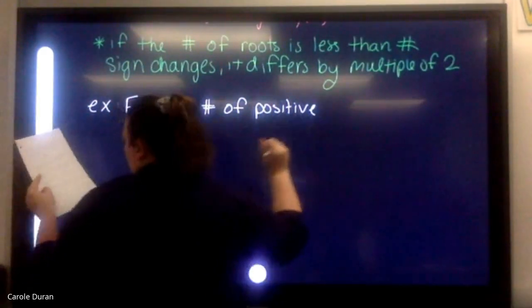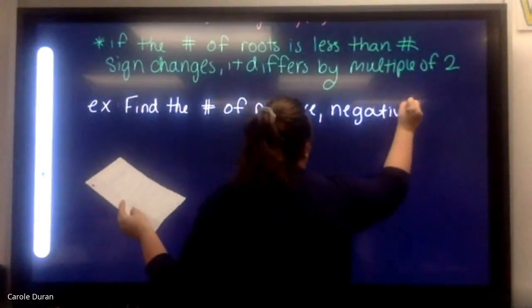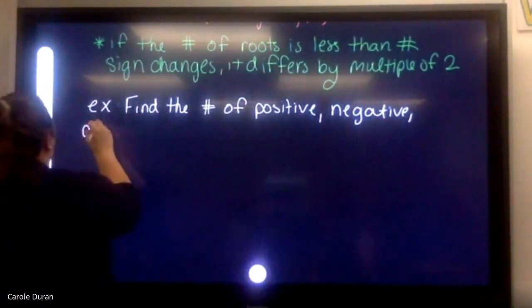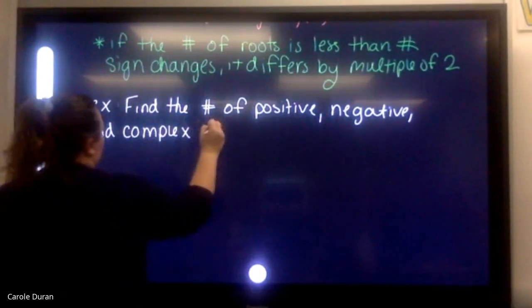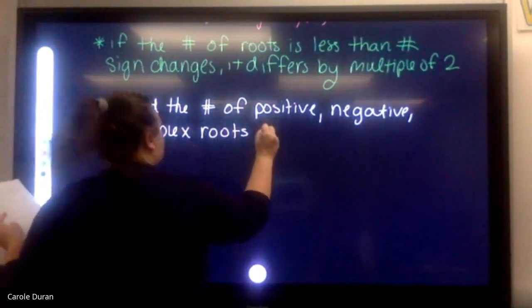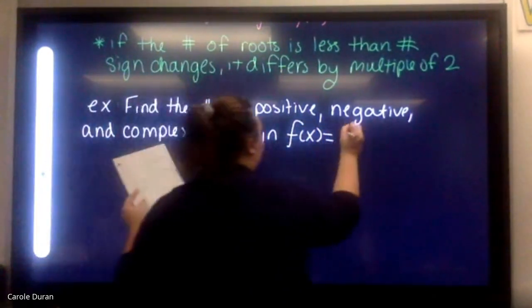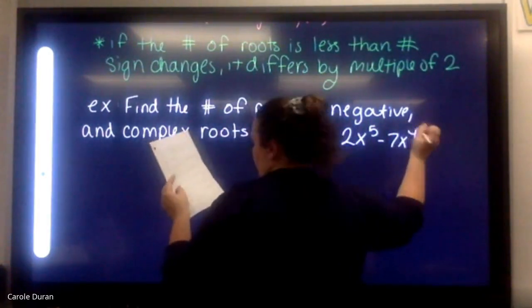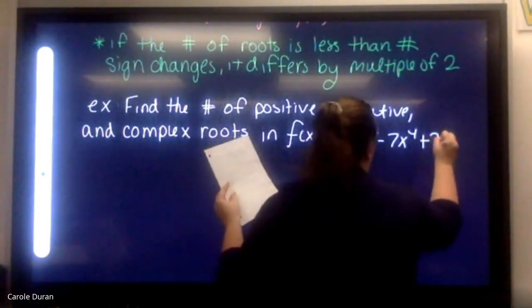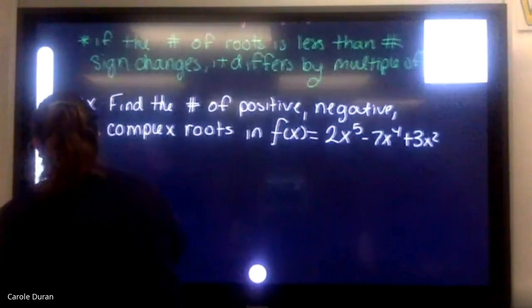So the example I would like to do. I would like to find the number of positive, negative, and complex roots in the polynomial f of x equals 2x to the 5th minus 7x to the 4th plus 3x squared plus 6x minus 5.